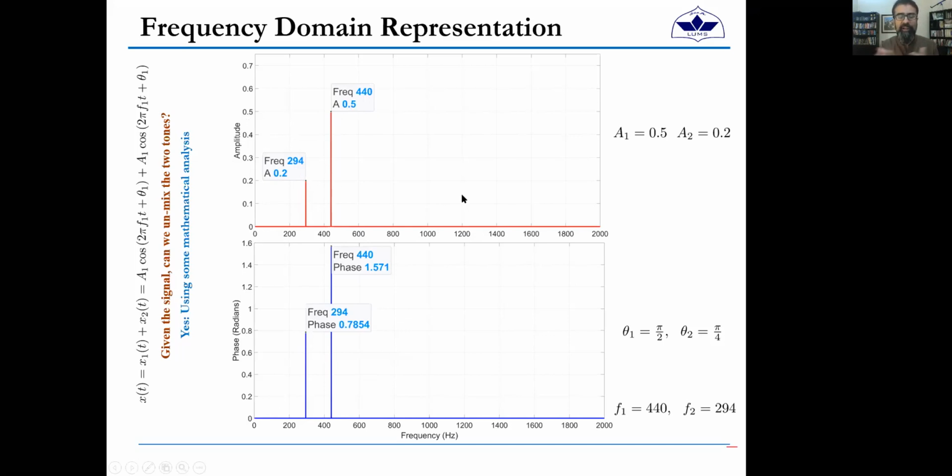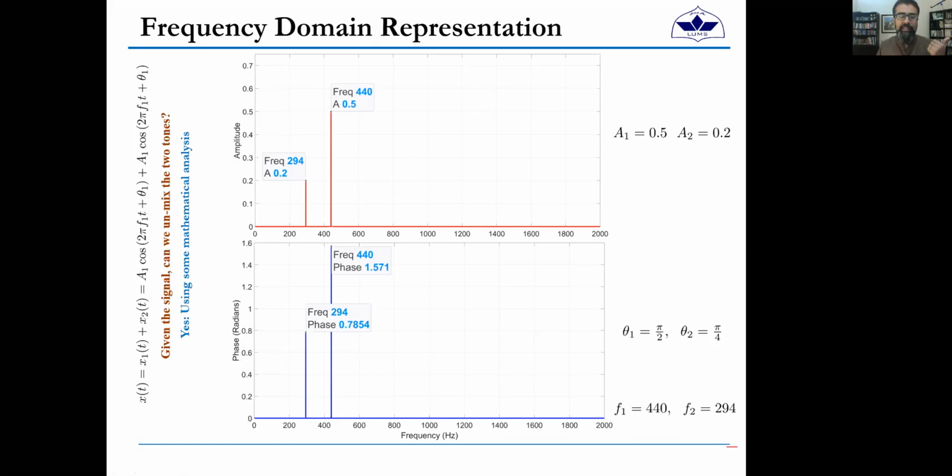This representation, which is a graphical or visual representation, illustrates what the amplitudes were as a function of frequency. All of the amplitudes for other frequencies are 0. So this is a very nice visual or functional representation of what the frequency components in that mixture of tones were. At the same time, the phases are extremely important as well. These phases are in radians as a function of the frequencies. At 294 hertz, the phase was 0.7854 radians, which is pi by 4. And at a frequency of 440 hertz, the phase was 1.57 radians. These two curves together specify the frequency domain representation of that time domain signal, of the mixture of tones.